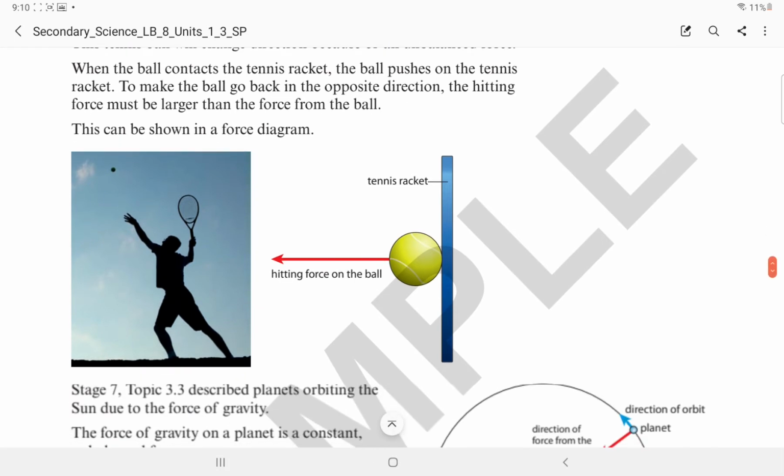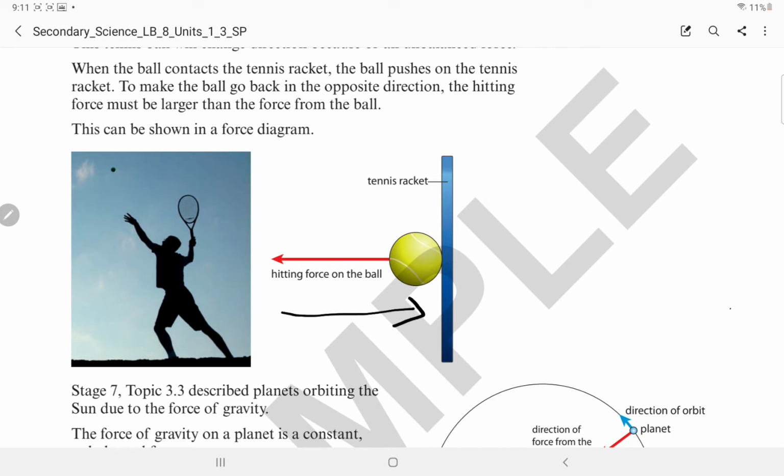So this can be shown in the diagram. The hitting force on the ball is like this. This is a tennis racket, the hitting force on the ball, so here we can see the direction is moving in the opposite direction. Here we can see that the ball is like this. The force of the ball exerted on the tennis racket will be like this, and here you can see that the hitting force on the ball will be towards the left.